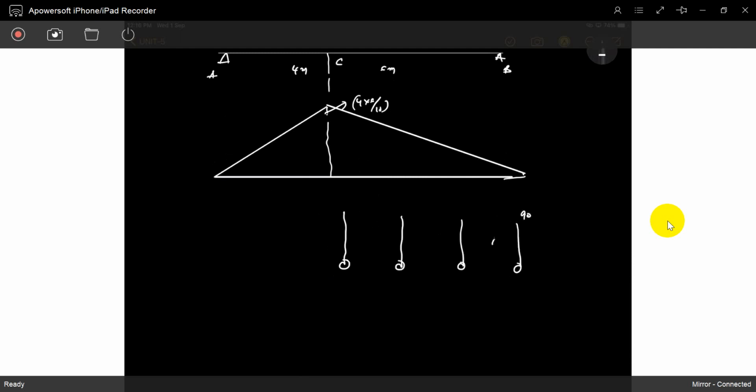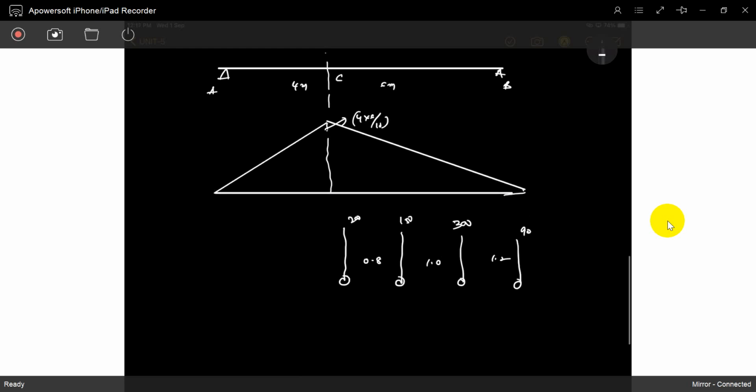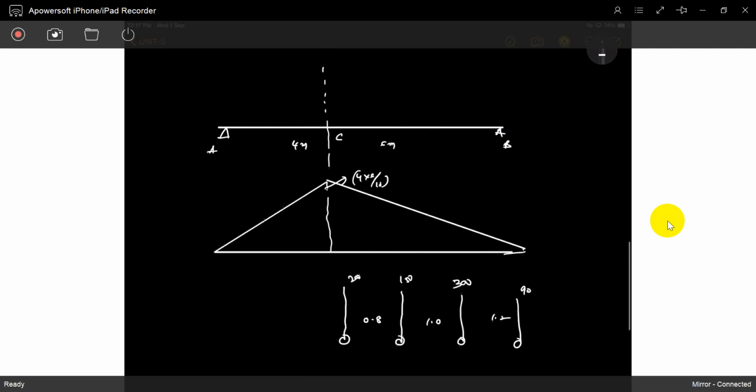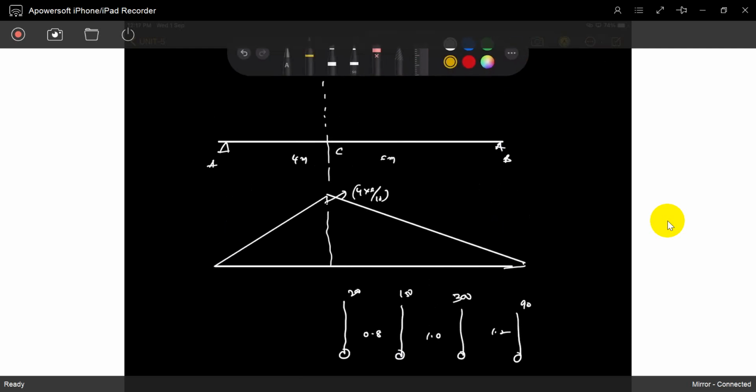It's a 90, a 1.2 meters, a 1 meter, a 0.8, 200, 150, 300. One can easily think about it. If it is moving like this, exactly, if it is 90 here, 300 here, 150 here, 200 here, placing like that. Can you feel that the load on CA is equal to the load on CB? Can you justify it?